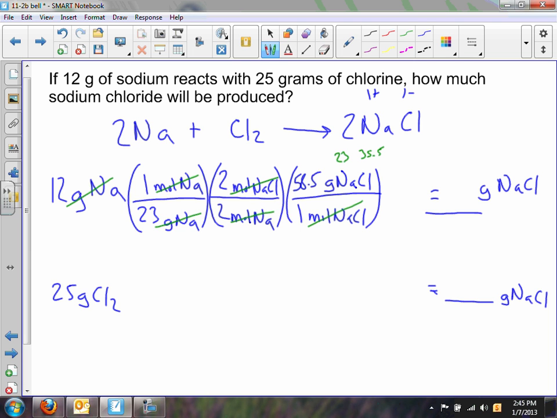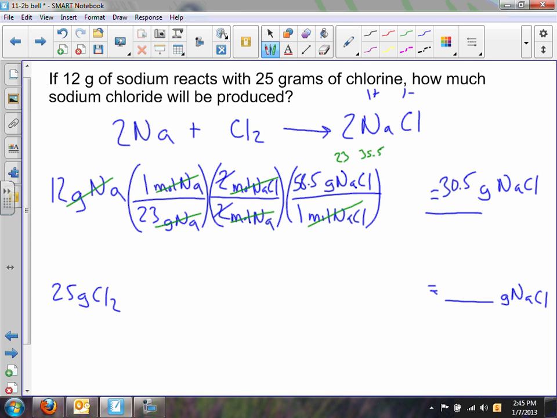Multiplying all that together will give me, let's see, 12 divided by 23. Looks like my 2's cancel out also. So times 58.5, 30.5. So what that means, if I have 12 grams of sodium and plenty of chlorine, I can make 30.5 grams of salt.